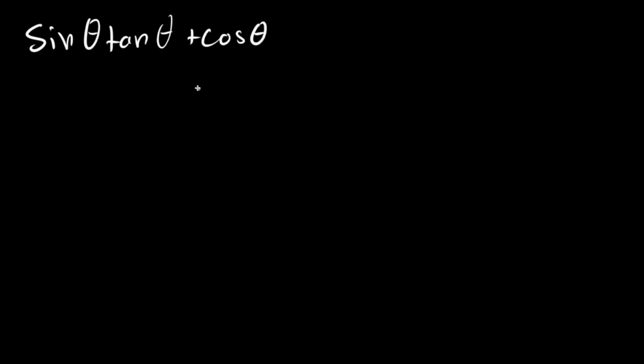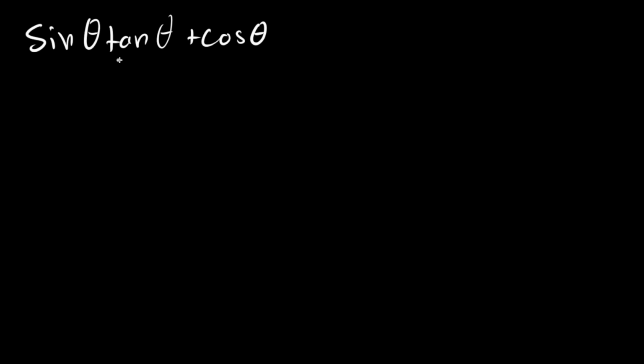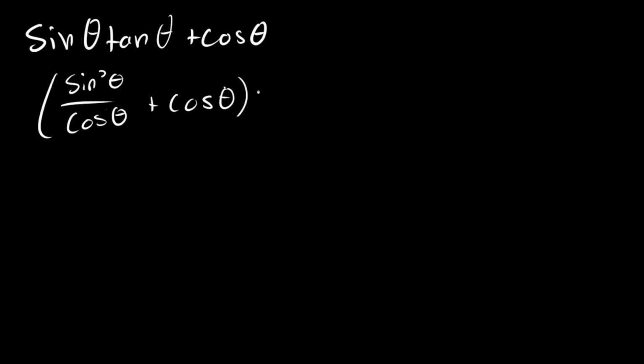Here's our next function right here. So we have sine theta times tangent theta is equal to cosine theta. And by now we know we're going to convert tangent in terms of sine and cosine. So we're going to get sine squared of theta, because sine times sine, sine squared, over cosine of theta plus cosine of theta. Now what we're going to do here is we're going to do a little bit of algebraic manipulation, where we're going to be able to multiply this entire expression by cosine theta over cosine theta.